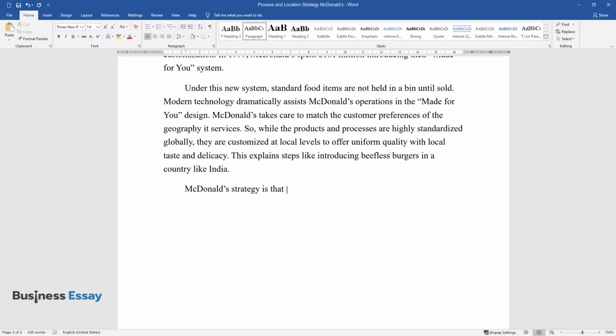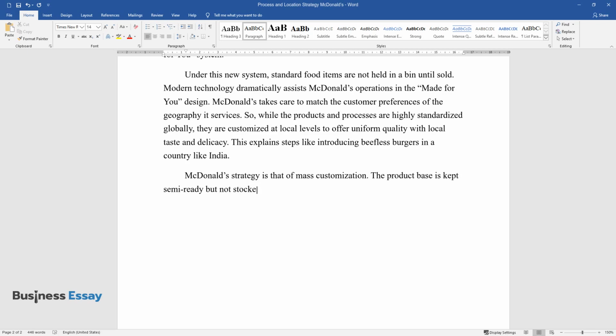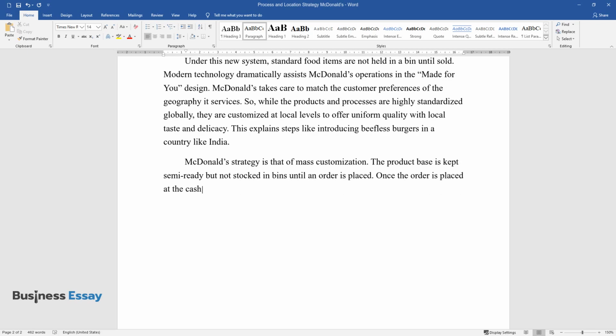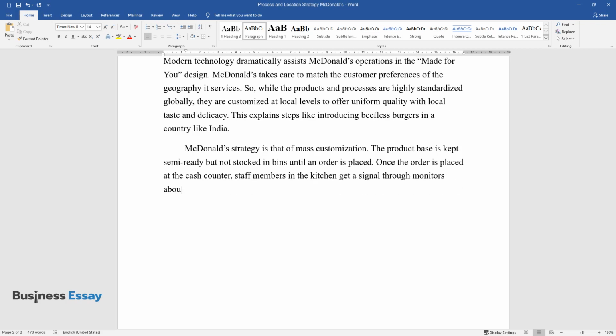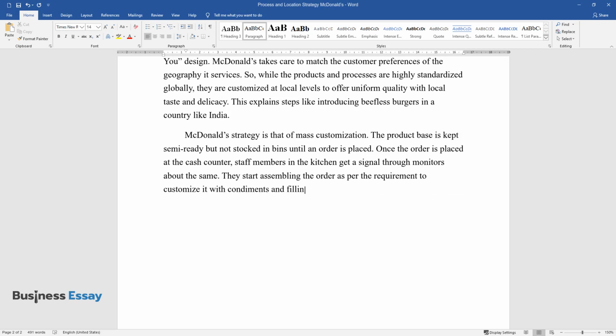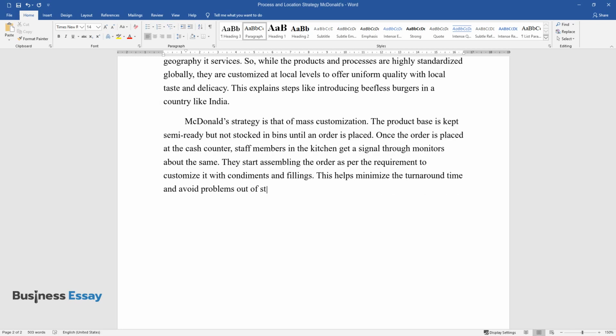McDonald's strategy is that of mass customization. The product base is kept semi-ready but not stocked in bins until an order is placed. Once the order is placed at the cash counter, staff members in the kitchen get a signal through monitors about the same. They start assembling the order as per the requirement to customize it with condiments and fillings. This helps minimize the turnaround time and avoid problems of stock-outs or wastage.